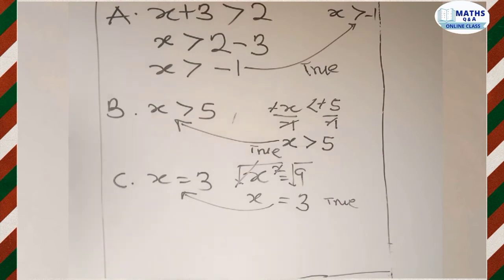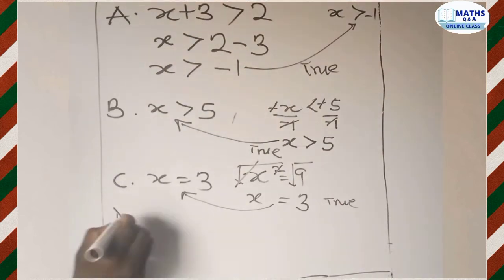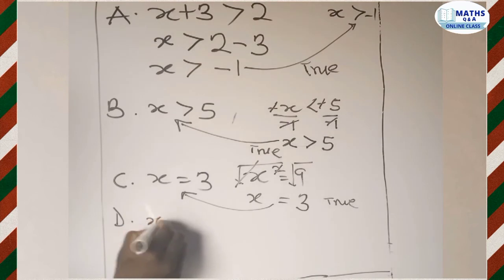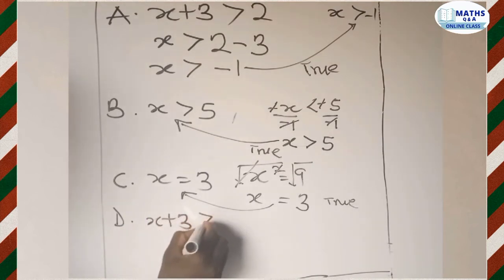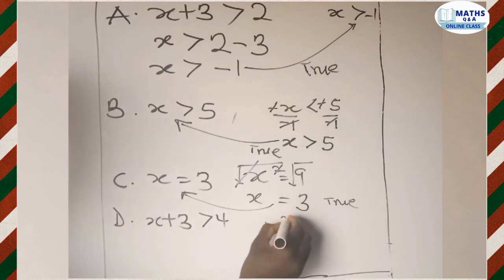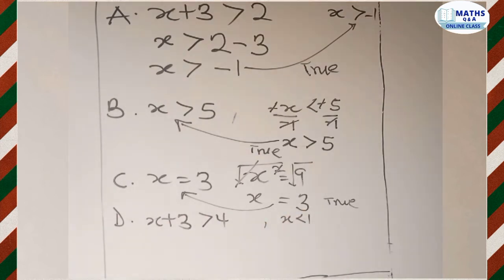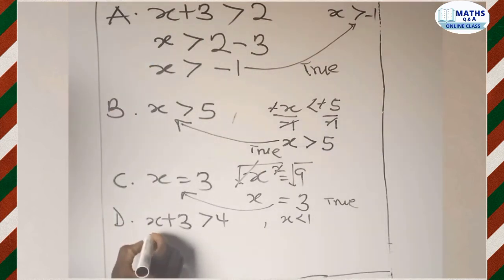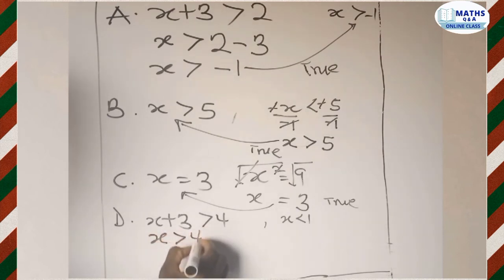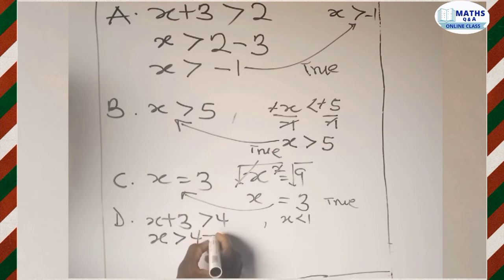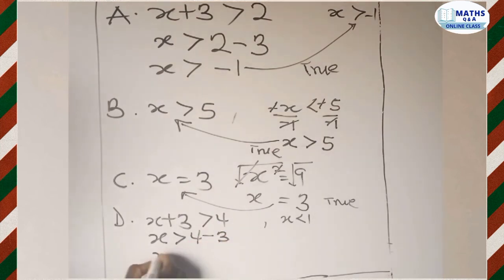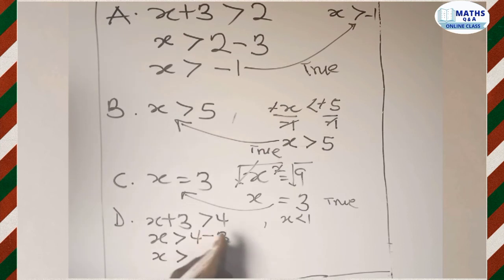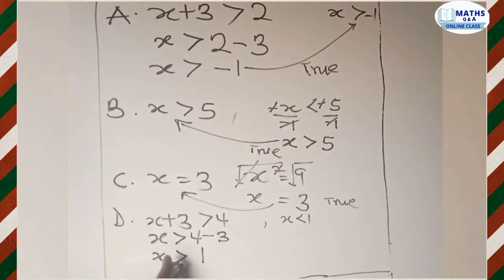Now let's check the next option, which is option D. Option D says that x + 3 > 4 and x < 1. So let's solve that and see if we can get the same thing or not. As we did for option A, we will group like terms. We have x > 4. We send the positive 3 to this side, it becomes negative, so -3. Now x > 4 - 3, which gives 1. So we have x > 1.